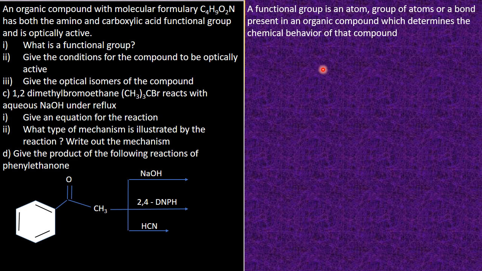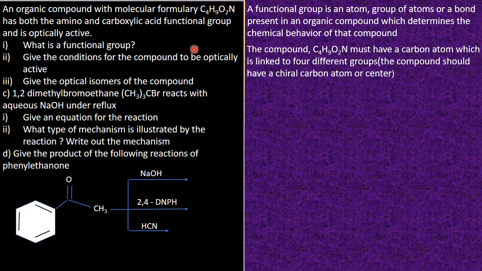Then Roman 2 is saying that we should give the conditions for the compound above to be optically active. Great. So friends, we know that for a compound to be optically active, this compound must have a carbon atom linked to 4 different groups. In brackets, the compound should have a chiral carbon atom or a chiral center. So for a compound to be optically active, it should have, first of all, a chiral center.